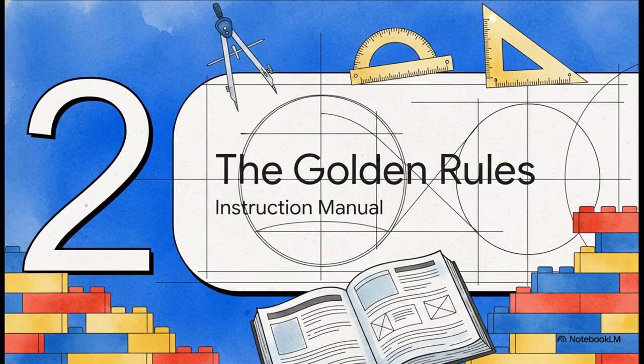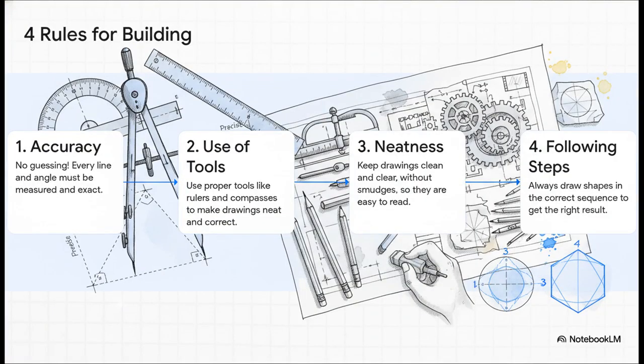Okay, so we've got all our pieces laid out. But just like we said with the Legos, having all the bricks is really only half the battle, isn't it? Now we need the instruction manual. We need the golden rules that are going to make everything click together perfectly. And listen, these 4 rules, they are totally non-negotiable.